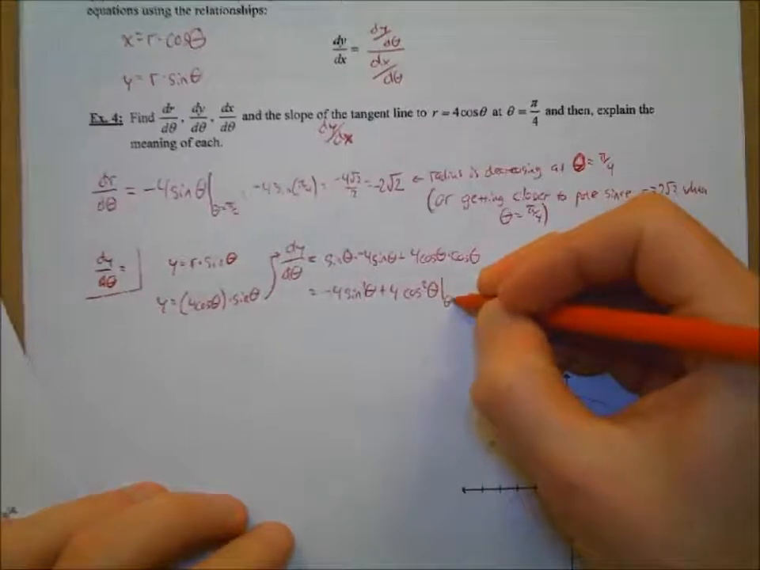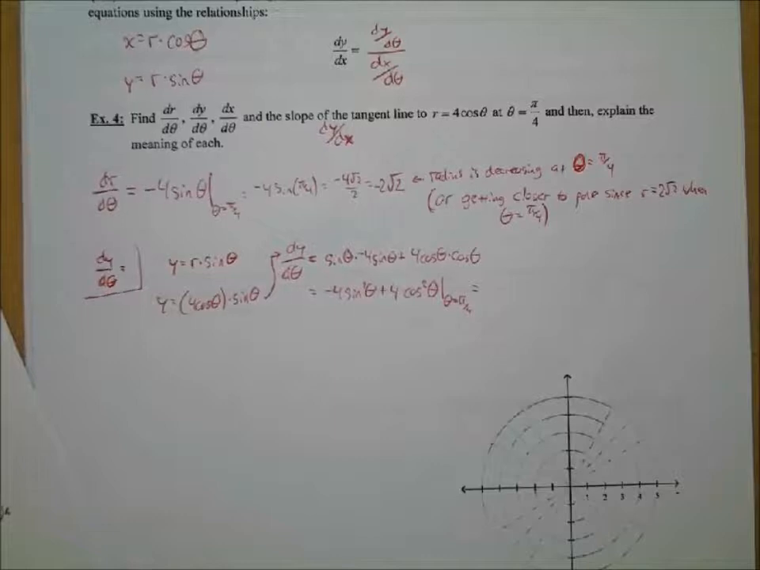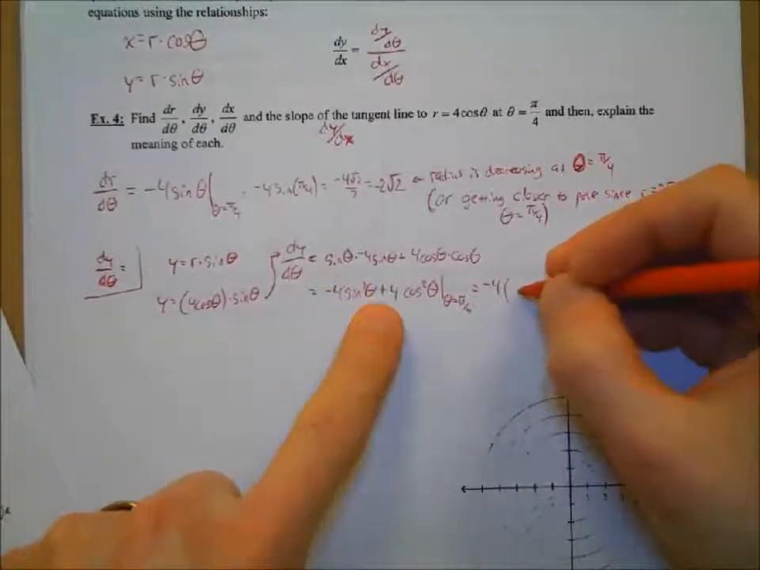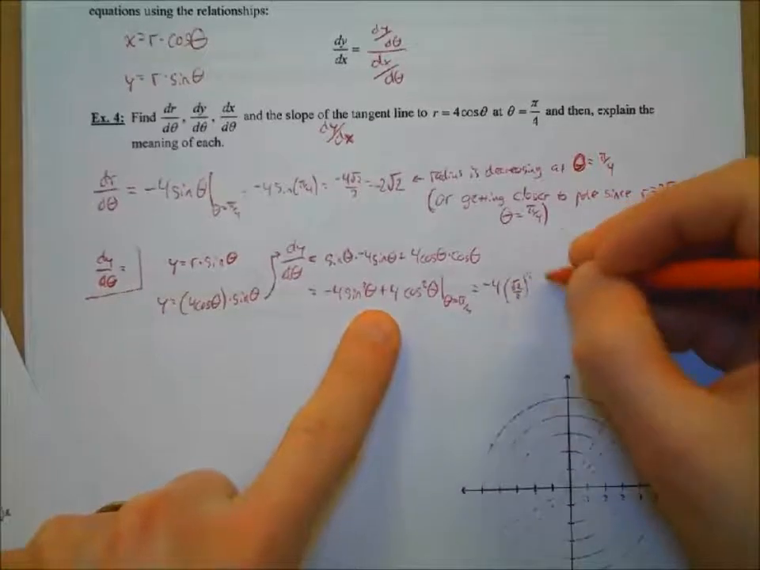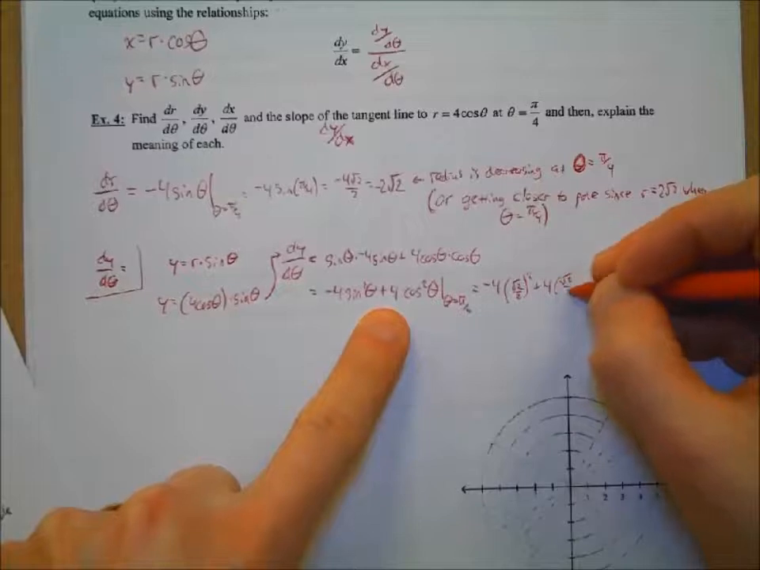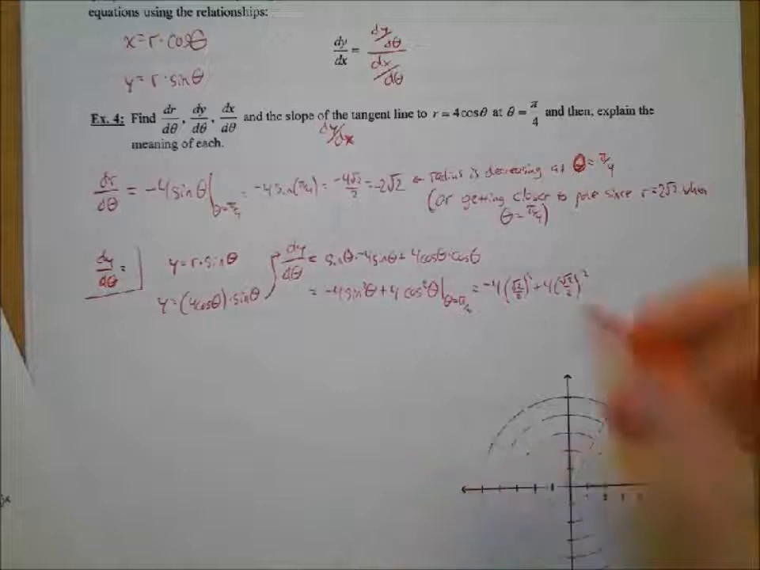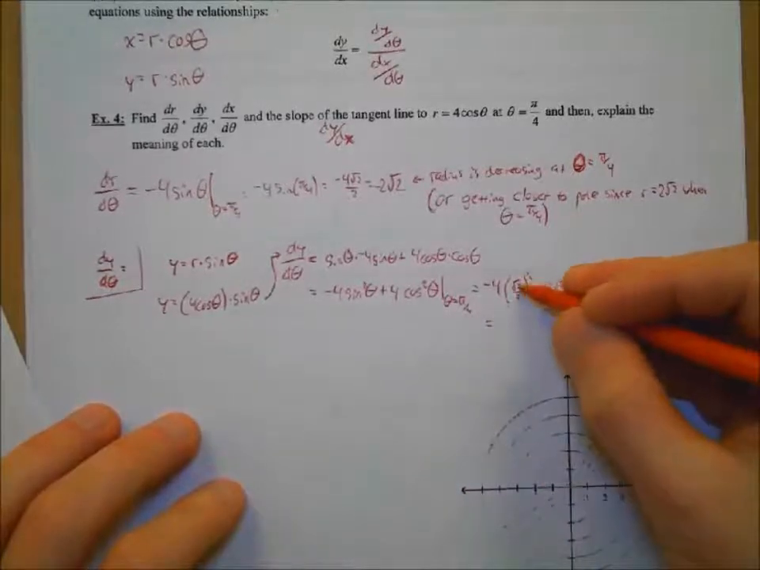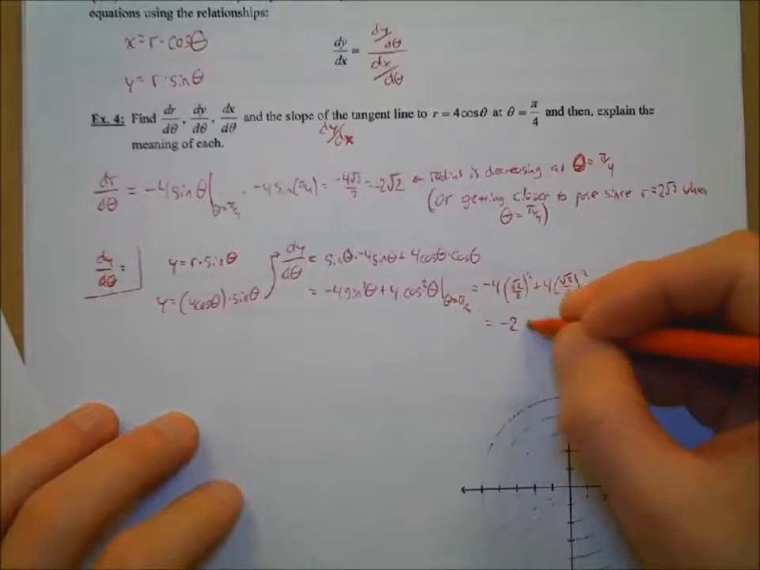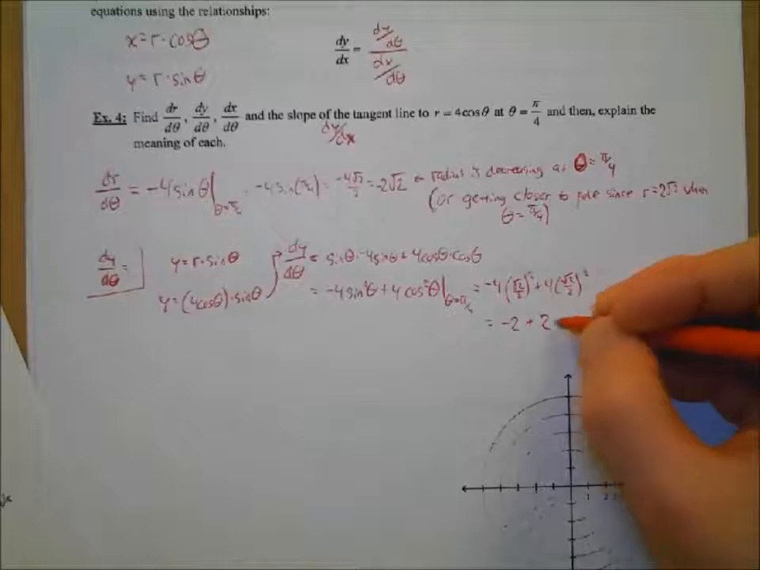So we'll evaluate that at theta equals pi over 4. Okay. So that's going to be negative 4 times sine of pi over 4, which is root 2 over 2, but that's going to get squared. And then plus 4 times cosine of pi over 4, which is also root 2 over 2, and again, that's going to get squared. Which is then 2/4, but times negative 4 gives us negative 2. And then again, 2/4, but times 4 gives us a positive 2, and so we equal 0.